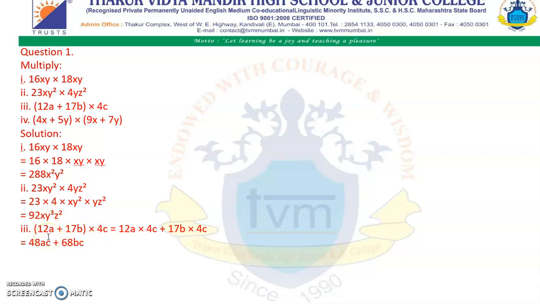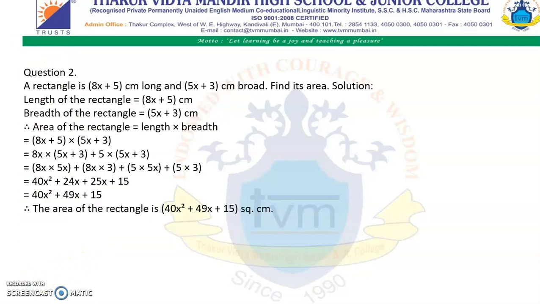Now in the same way, binomial multiplied to monomial, open the bracket, 12a multiplied to 4c plus 17b multiplied to 4c. We get 48ac plus 68bc. Now the word problems are there. A rectangle is 8x plus 5 cm long and 5x plus 3 cm broad. Find its area. You can see its solution here.